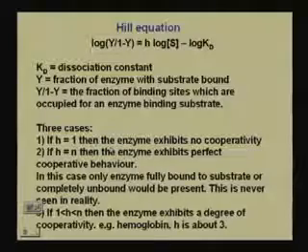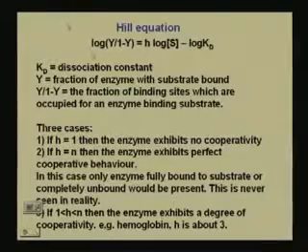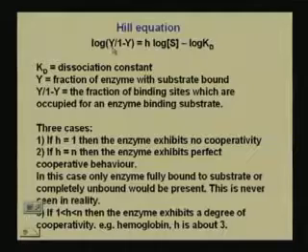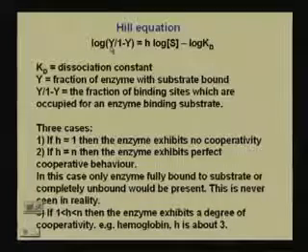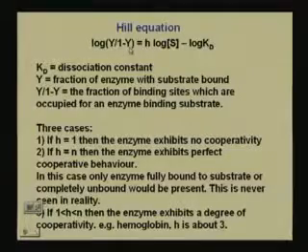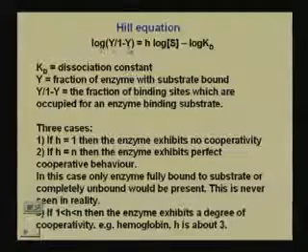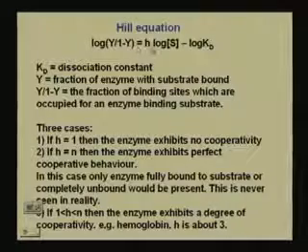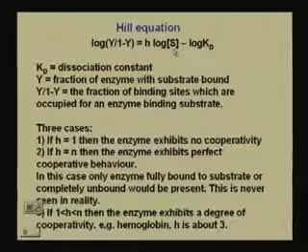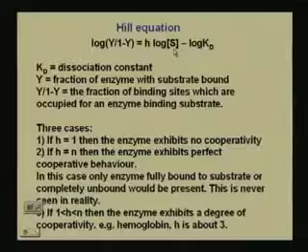Now this is what is called a Hill equation. If we look at the expression, we have log Y. What is Y? Y is the fraction of the enzyme with substrate bound to it, divided by 1 minus Y. So log Y divided by 1 minus Y is equal to H, and we'll see what this H means, times log S. What is S? S is the substrate concentration, which in this case is oxygen, minus log Kd.